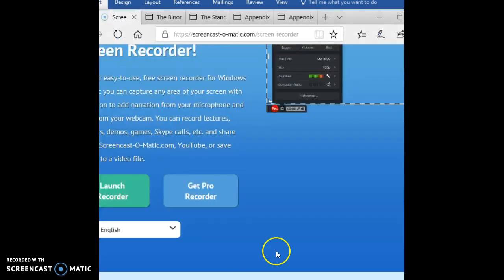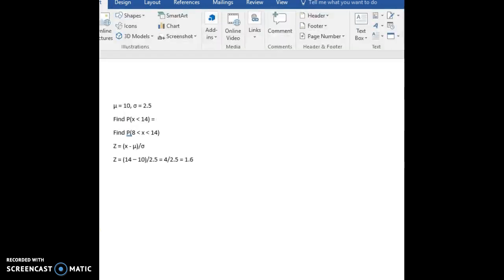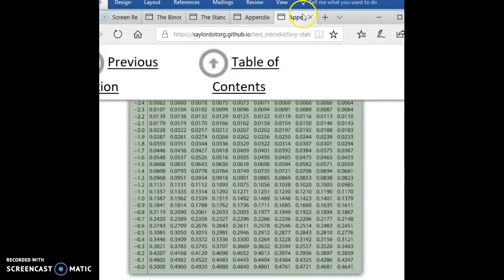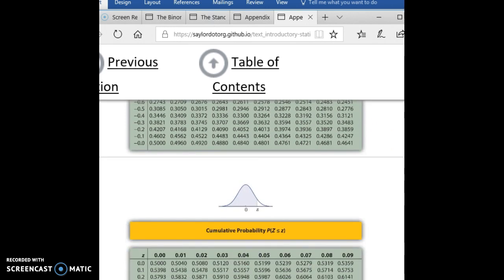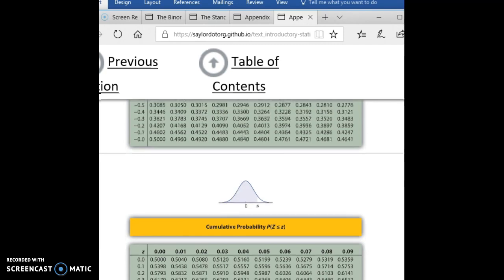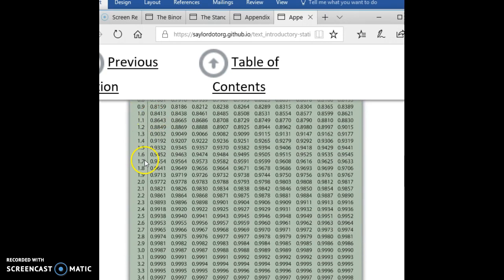So let me pull up our table. And let's find 1.6 on the left-hand side. Now I'm in the negatives at the moment, so let's see. Positive part of the table. 1.60 essentially, so 0.9452 on the table.